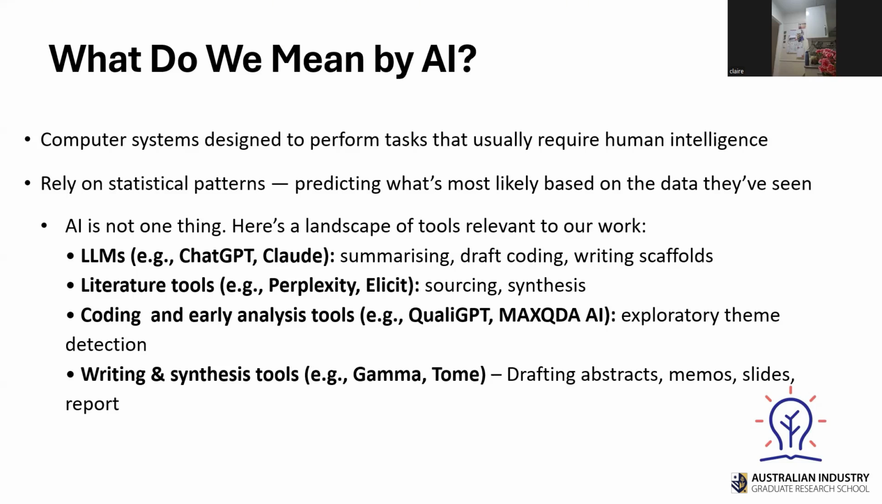So, like literature tools, for example, Perplexity and Elicit. With Perplexity, it's blending AI with a live search, and so it includes references with links. It's really fast, but it's also quite surface level. This can be really good for sourcing literature that we're looking for.